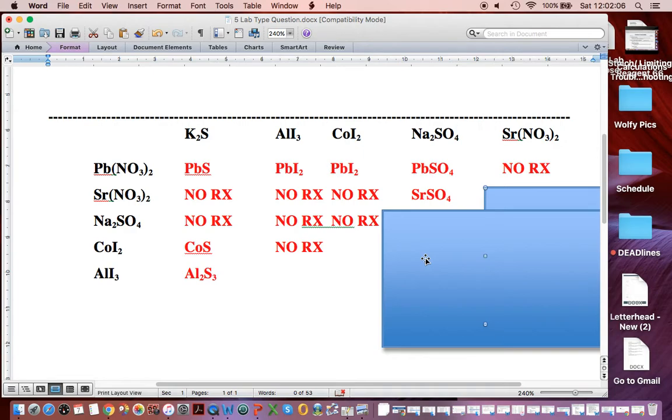So you will see a test question like this. Hope it makes sense. Watch it again if it doesn't. Make sure you understand your solubility chart.